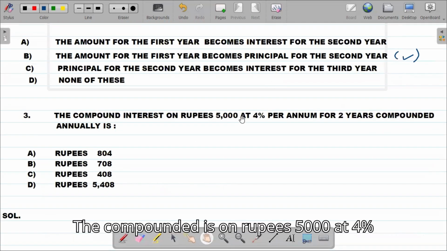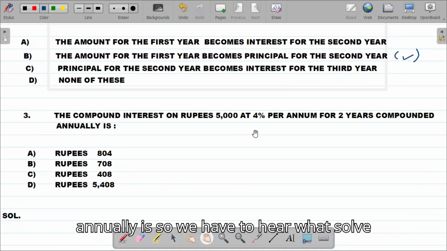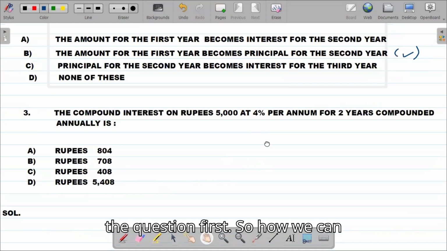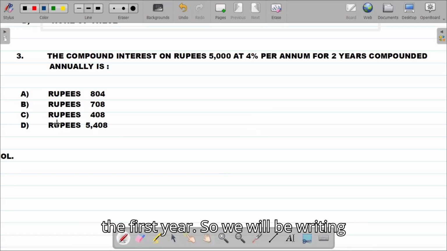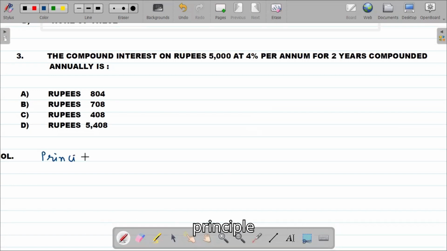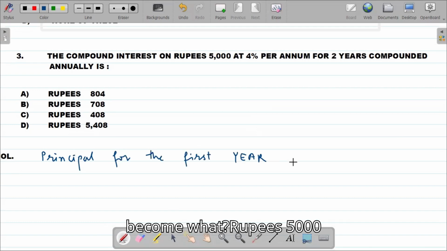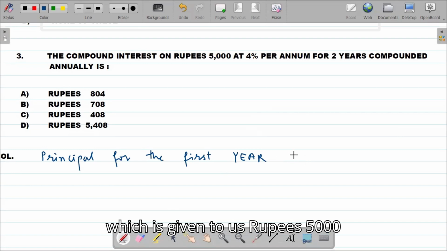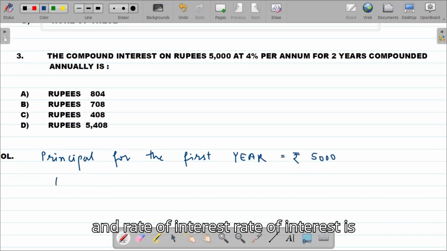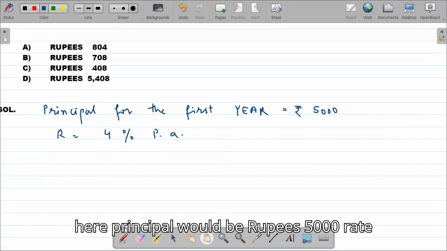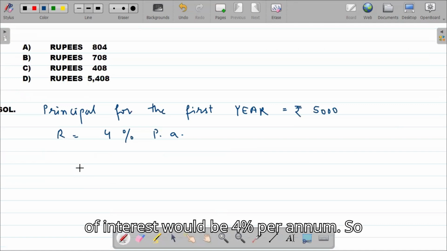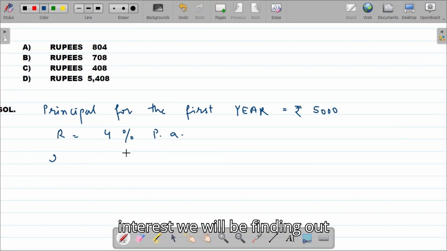The compound interest on rupees 5,000 at 4% per annum for 2 years compounded annually is. So we have to solve the question first. How can we solve it? First of all, we have to write the principal for the first year. Principal for the first year would become rupees 5,000, which is given to us, and the rate of interest is given as 4% per annum. So the principal would be rupees 5,000, the rate of interest would be 4% per annum. So we will be finding out the interest.